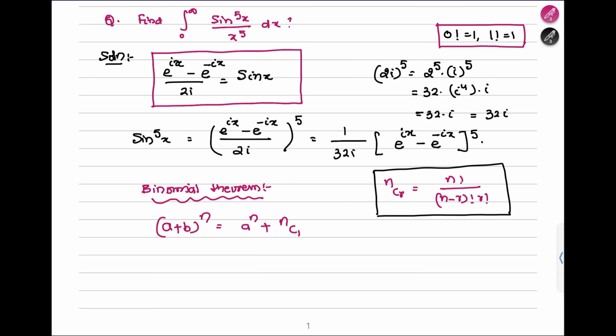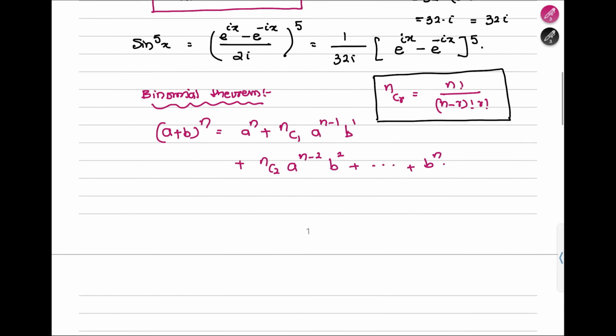nC1 into a to the power of n minus 1 into b to the power of 1 plus nC2 into a to the power of n minus 2 into b to the power of 2 plus, like this it will go on up to b to the power of n. Now, here what we are supposed to find out? e to the power of ix minus e to the power of minus ix. It's very simple once you know the binomial theorem formula.